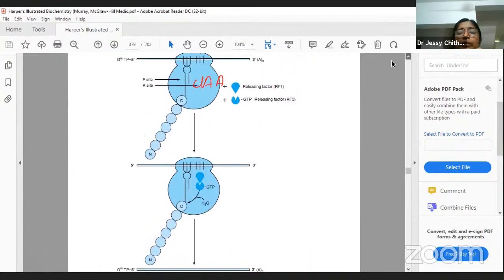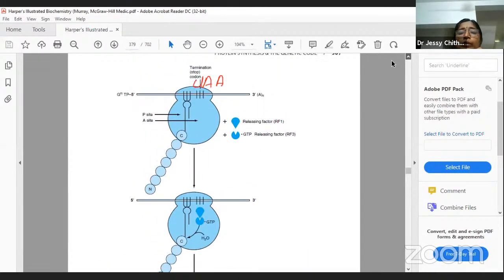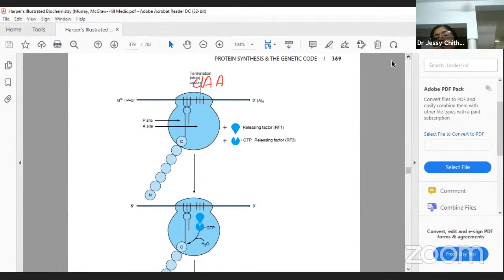So what happens during the termination phase? If a stop codon comes, there is no amino acyl tRNA to recognize the stop codon. The releasing factor 1 along with factor 3 and GTP will hydrolyze the peptide chain from the peptidyl tRNA, dissociating the 80S ribosome into 40S and 60S subunits, and the tRNA is ready to carry on the next protein synthesis. Is it clear? Let's take down the figure also.